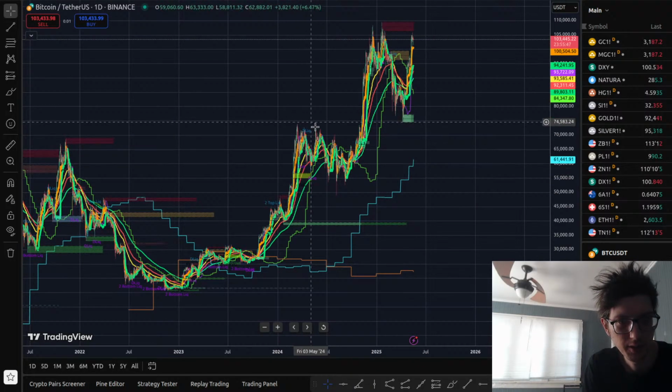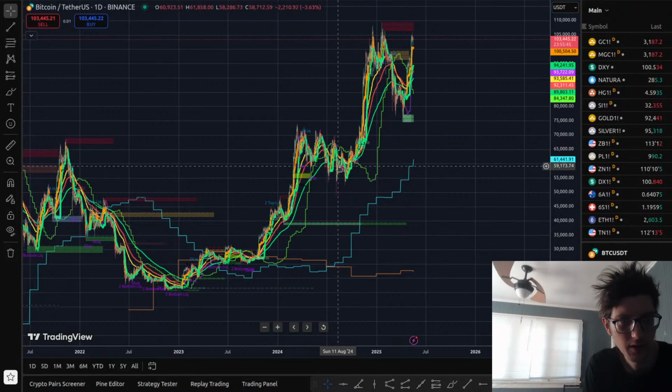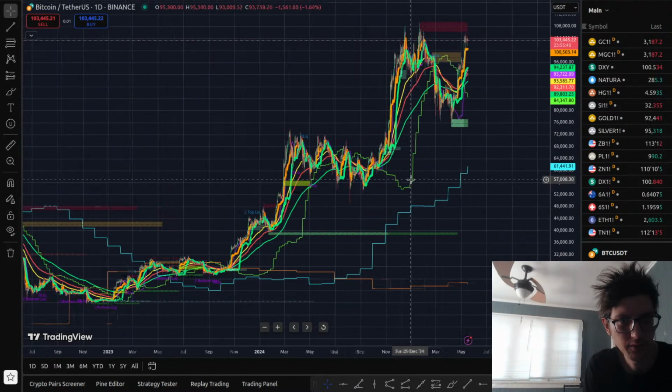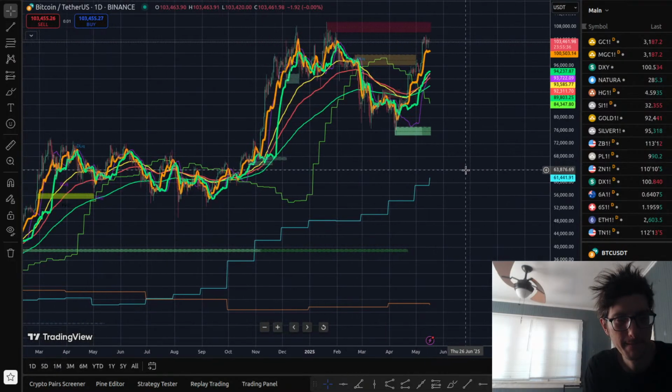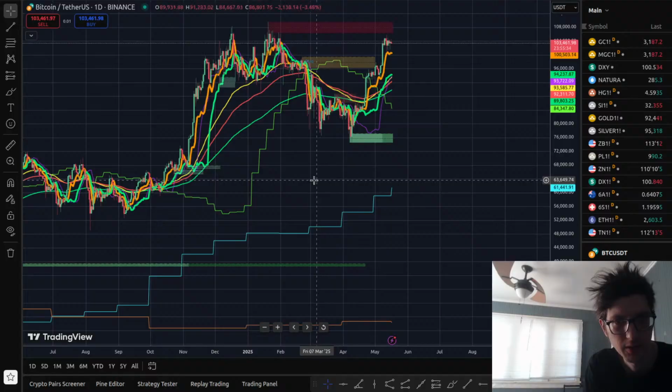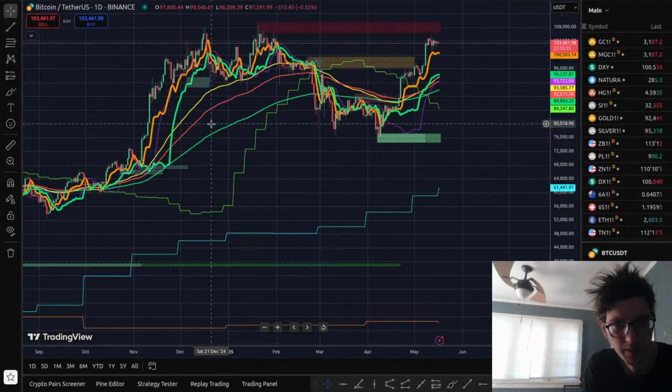And yeah, whenever price crosses below any of these lines here, you know that we're going bearish. And these 3 lines, the yellow, red, and green, are just EMAs.